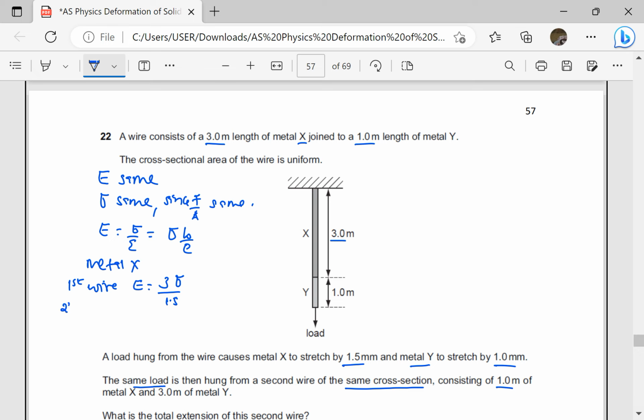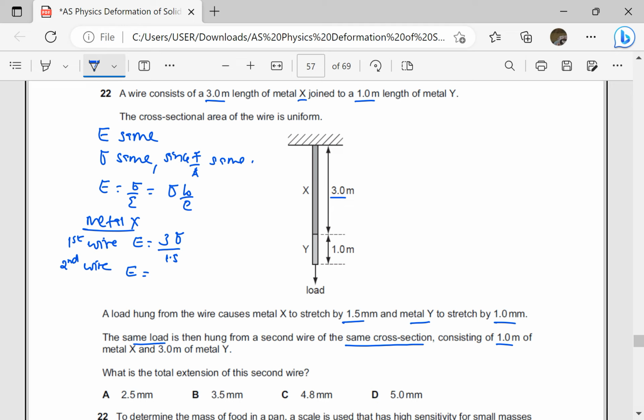If I consider the second wire, still for metal X, Young modulus is going to be equal to, because the second wire X has 1 meter, 1.0 times the stress, then the extension of this one is not known, so I'll call it EX. But remember, Young modulus is the same, so I can equate these two equations. So 3 sigma over 1.5 is going to be equal to 1 sigma divided by EX, which gives us the value of EX.